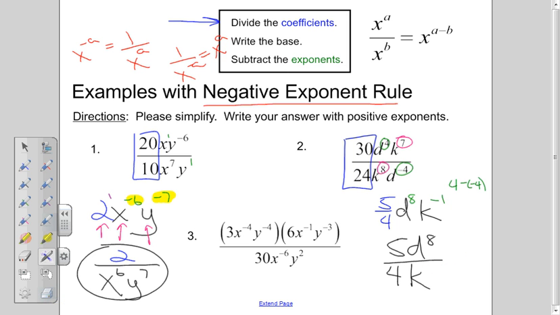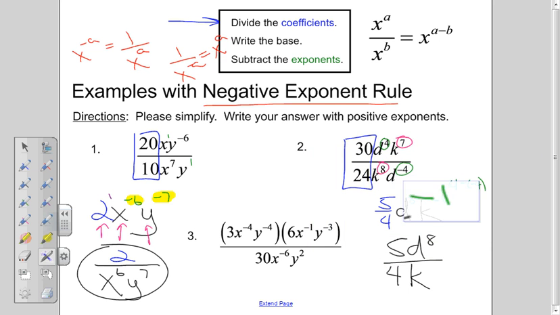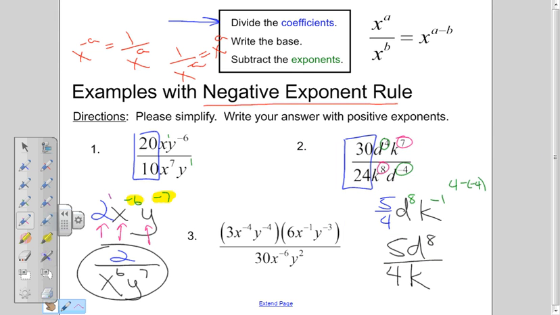So if you notice here, this is k to the negative 1 over 1. Here it's on top, and now it's on bottom. Here the exponent is negative, and on bottom it is in fact positive, and I don't have to write it. So my final answer here is just 5d to the 8th over 4k.